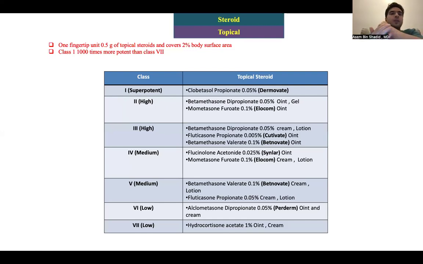Does this mean that I don't give clobetasol on the body? No, I give. But I'm talking about the safest and the most effective, okay?